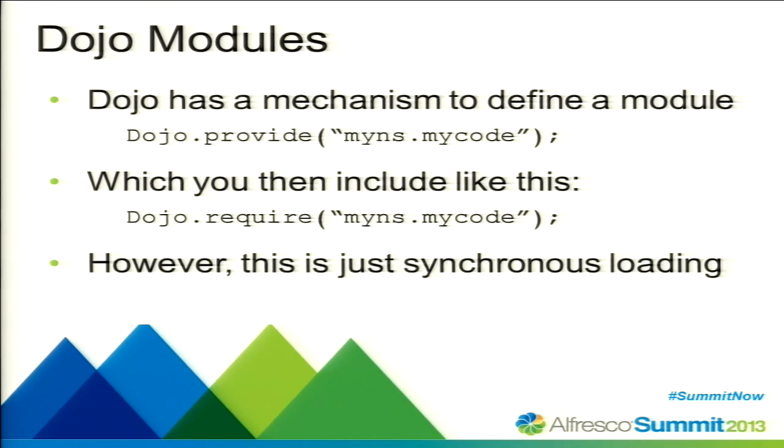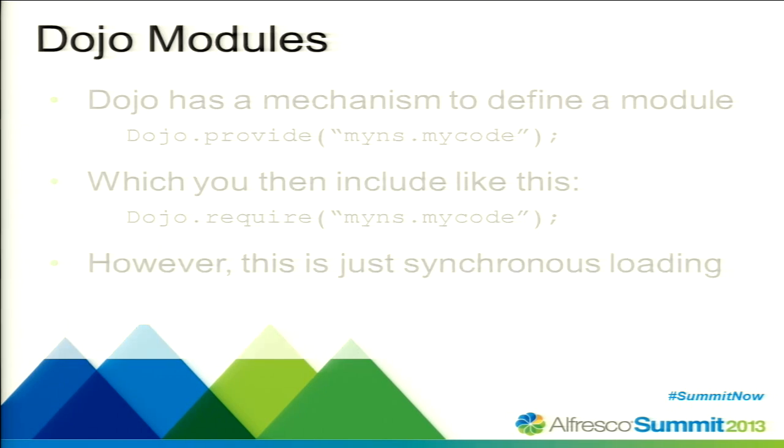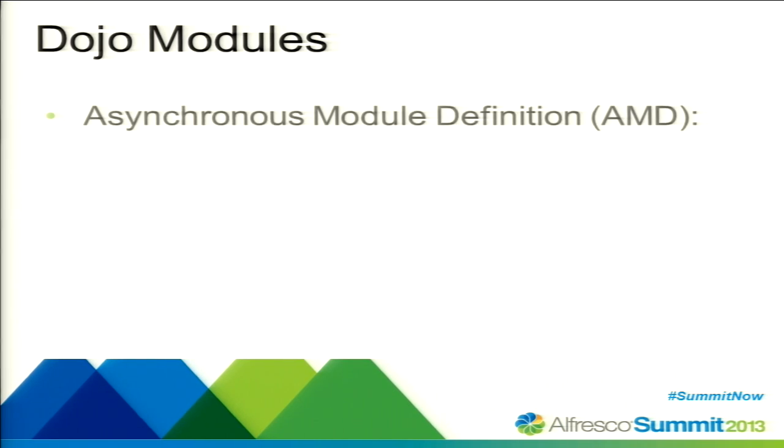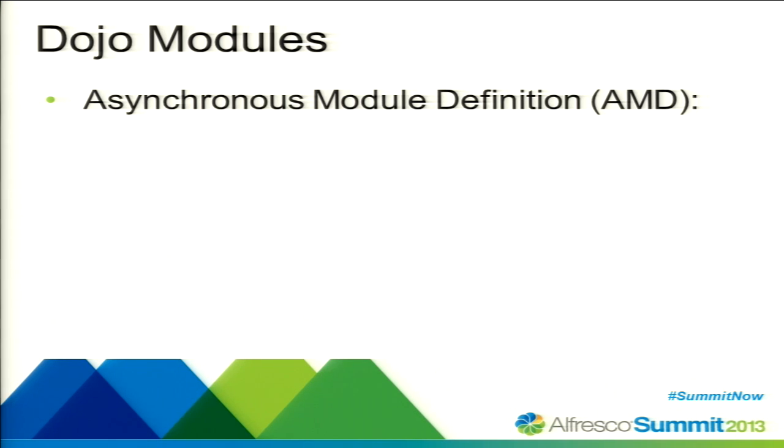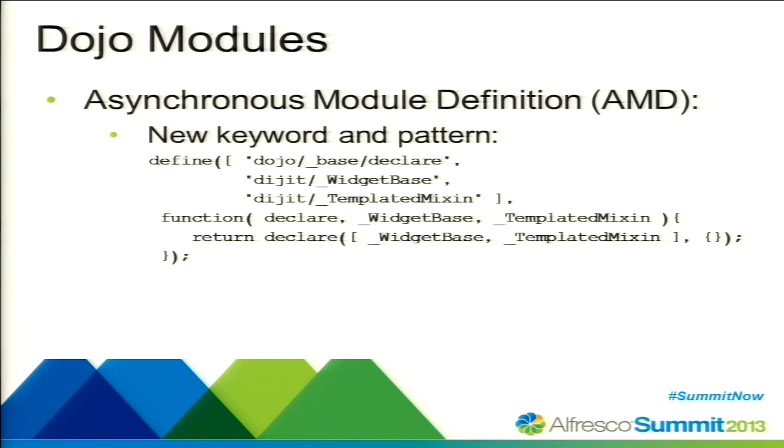So it actually goes out and pulls the code in real time. To get around that, later in the development of Dojo, I think about 1.7 or 1.8, they came up with this AMD definition. And it's got a different keyword and pattern. And this is the pattern that you use when you define a widget.